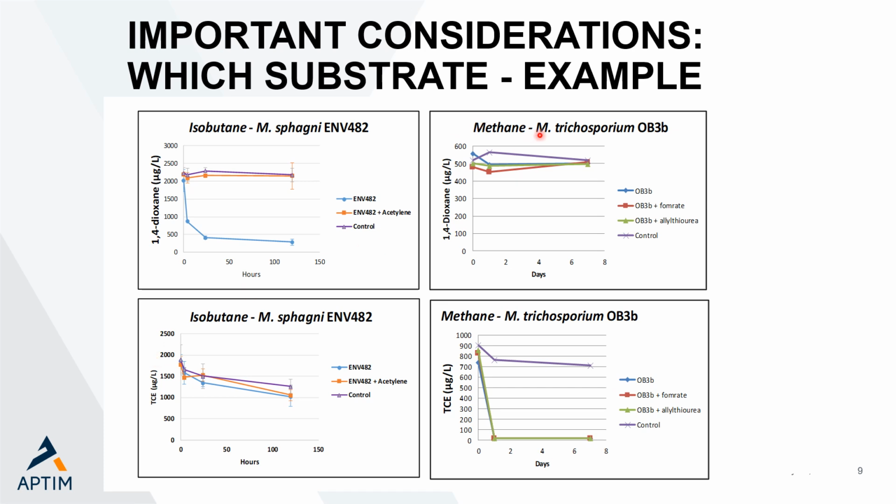Now, if we look at this other organism, it's a well-known methanotroph, so it grows on methane and it has soluble and particulate methane monooxygenase. This organism does not degrade 1,4-dioxane, and most methanotrophs don't, but it does degrade TCE. So, an example where you have two different contaminants and you get very different results depending on which gas or which organism you're looking at.